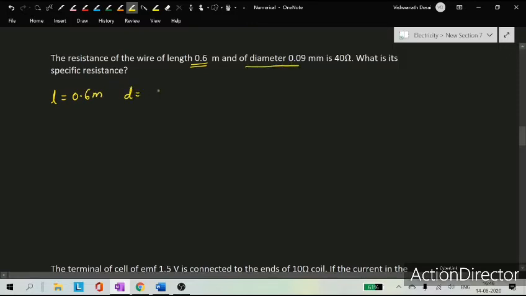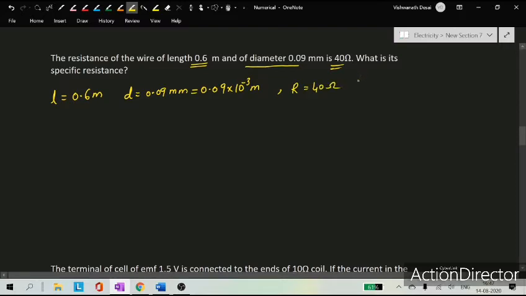Diameter is given, which is equal to 0.09 millimeter. They have given it in millimeter. Since it is not in SI unit, convert it into one particular unit. SI unit we will take. So 0.09 millimeter means 0.09 into 10 to the power minus 3 meter. And the resistance is given for that particular wire. R is equal to 40 ohm.